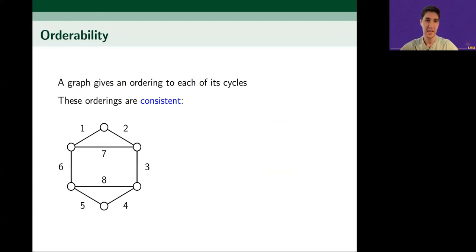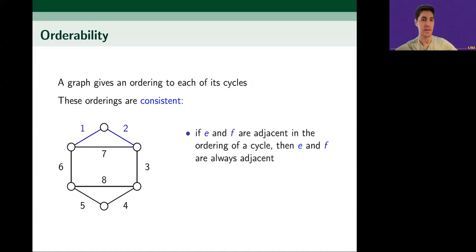Graphs give you orderings of their cycles. So something like 7, 3, 8, 6 is an ordering on the set of edges of that cycle. More importantly, graphs do this in a very particular way that we're interested in. They're consistent in a sense.